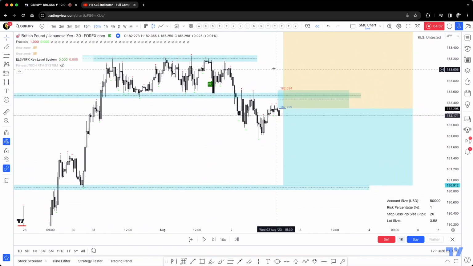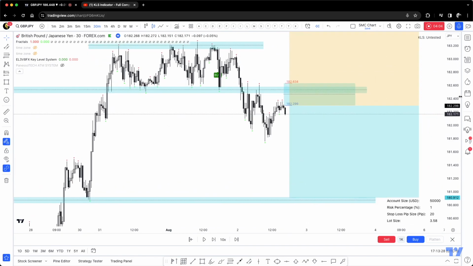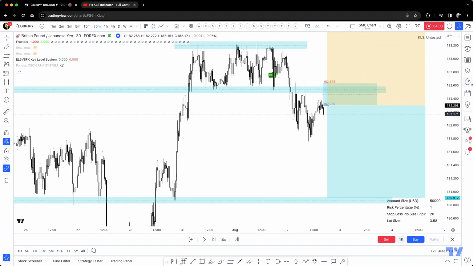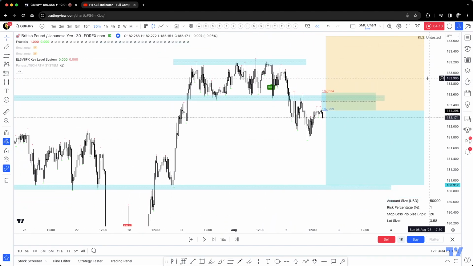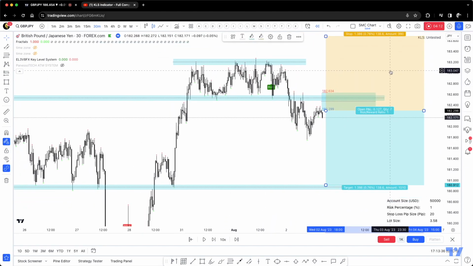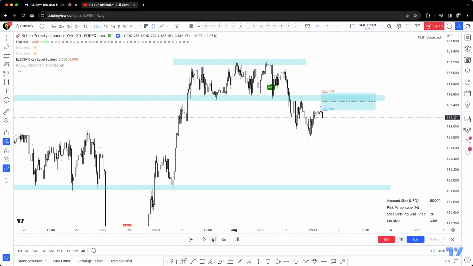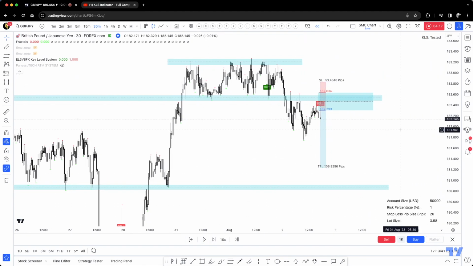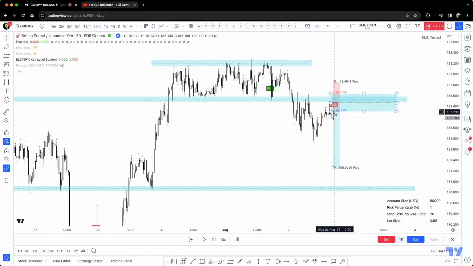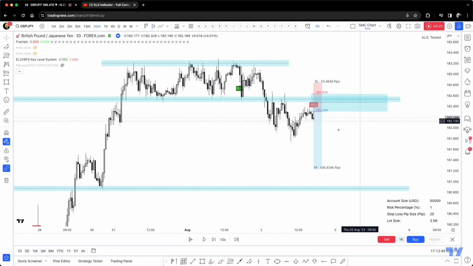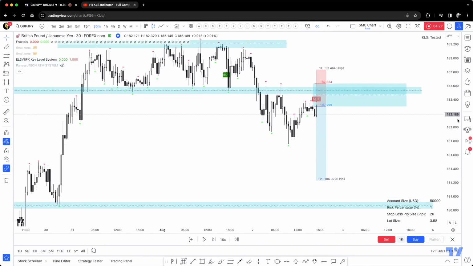So what am I waiting for? I'm waiting for the price now to come, activate my entry, and go to the downside. Of course I need to wait for price to touch it. Let's see right here, you can place your sell limit right away, or you can wait for price to touch, and after it touches, you enter manually. It's up to you.